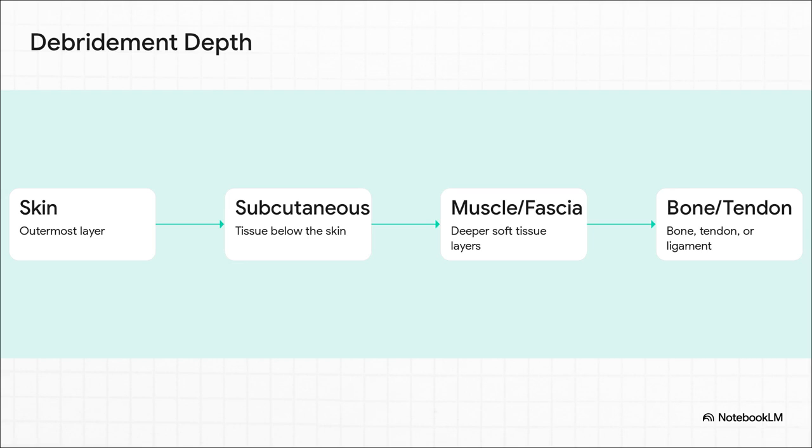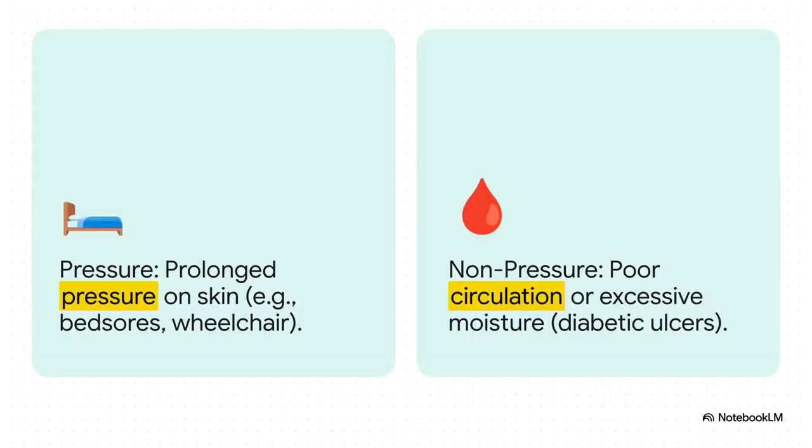Coders have to review the operative report and query the physician if necessary for the absolute deepest level of tissue excised, because this directly dictates the specific body part character used in the PCS code. Now let's move to MDC 09 documentation and talk about ulcers. There is a critical clinical distinction between pressure and non-pressure ulcers.